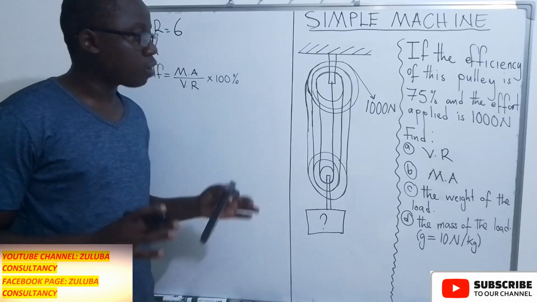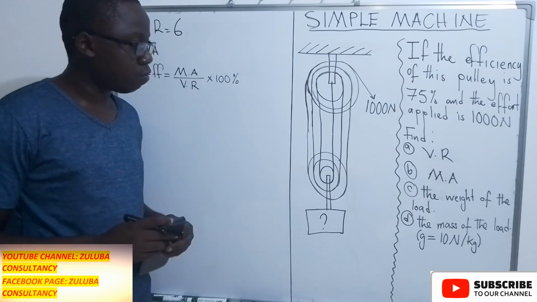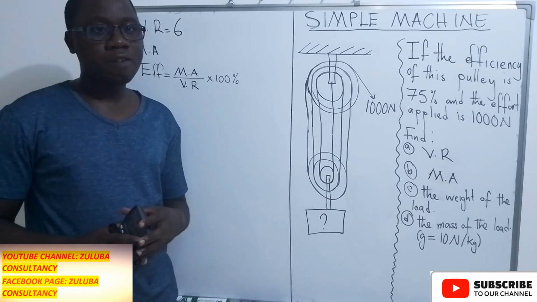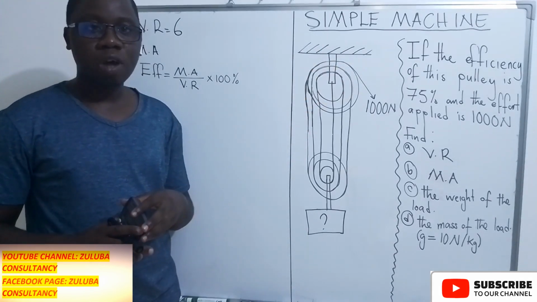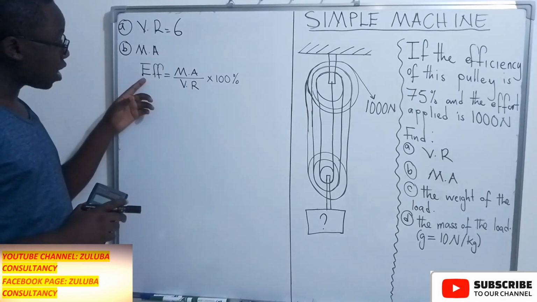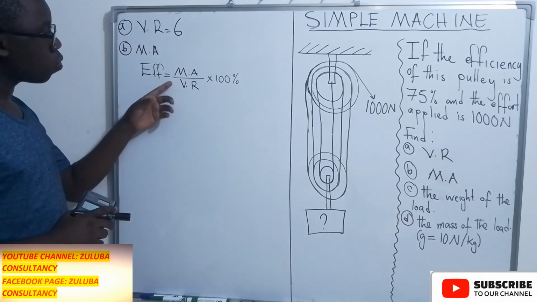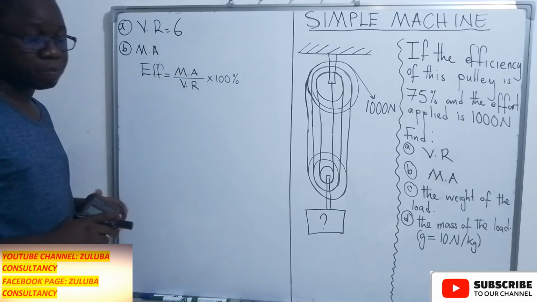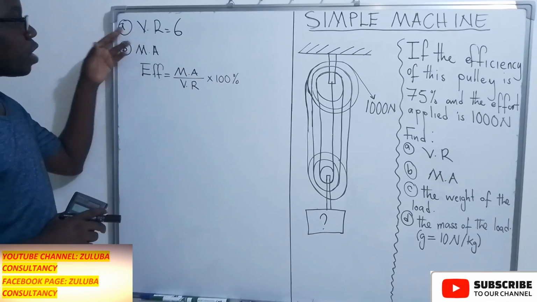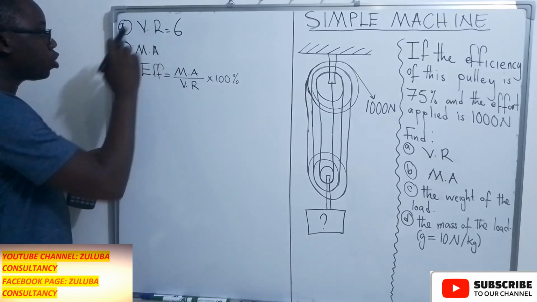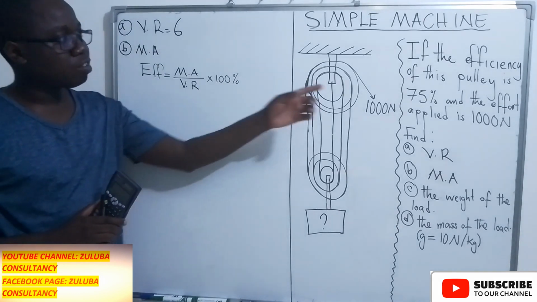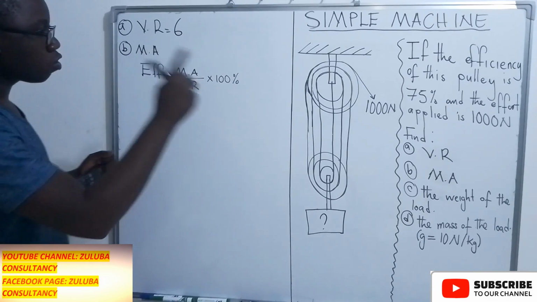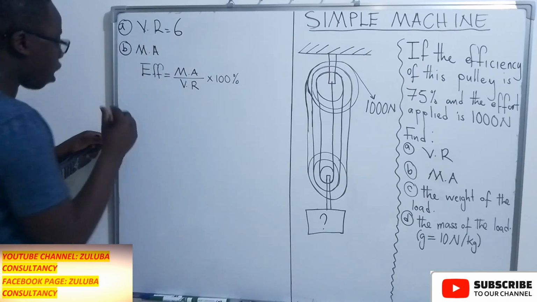The second question is asking us to find the mechanical advantage. Now, for us to find the mechanical advantage, we need to take advantage of the efficiency that we have been given. So we have this formula that tells us that efficiency is equal to mechanical advantage divided by velocity ratio multiplied by 100%. We have already managed to find the velocity ratio, that is 6, and the question has given us the efficiency, which is 75%. So let's plug in the values that we have in our formula.